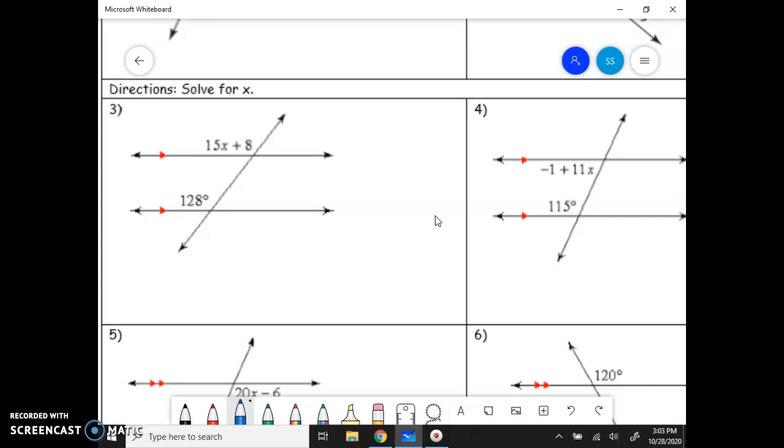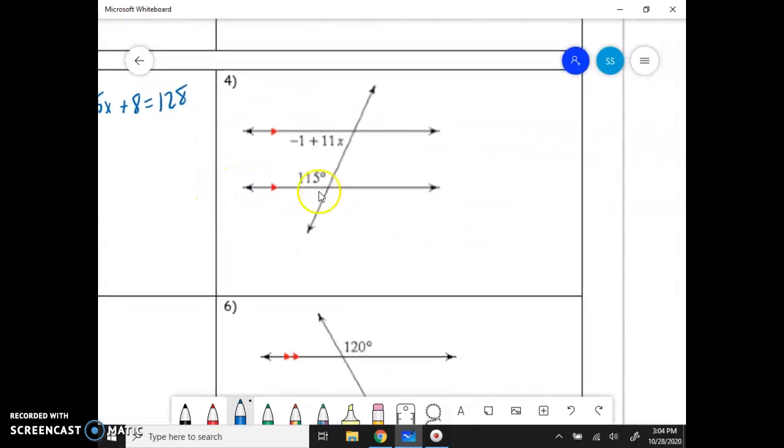So right here, this one's probably the trickiest one for students to recognize. We have 1 on the exterior and 1 on the interior, but on the same side of this transversal. So these angles are corresponding, and corresponding angles are congruent. So we can just set these up equal to each other and solve for x. I don't think I need to solve that one for you. You guys have been doing that a lot.